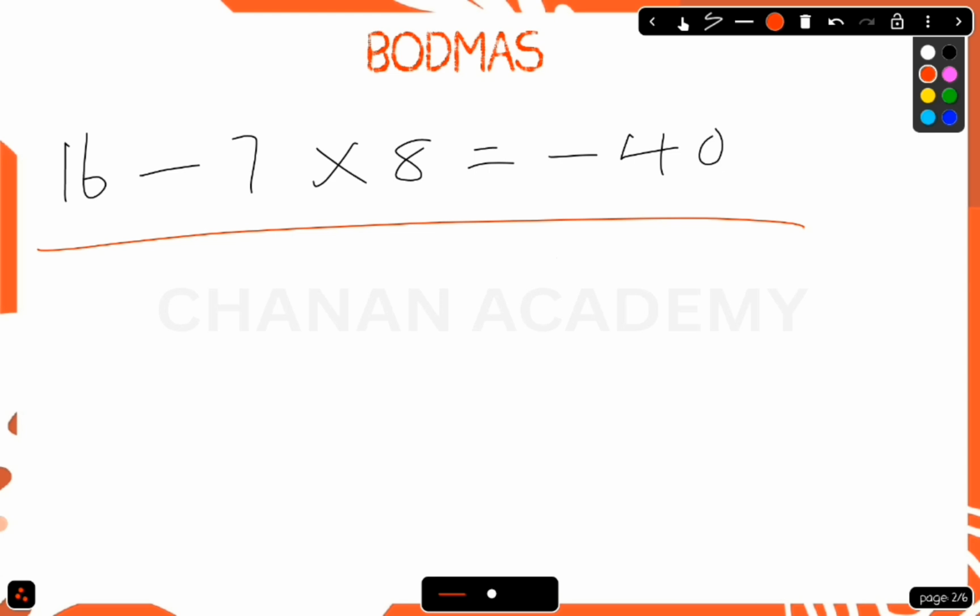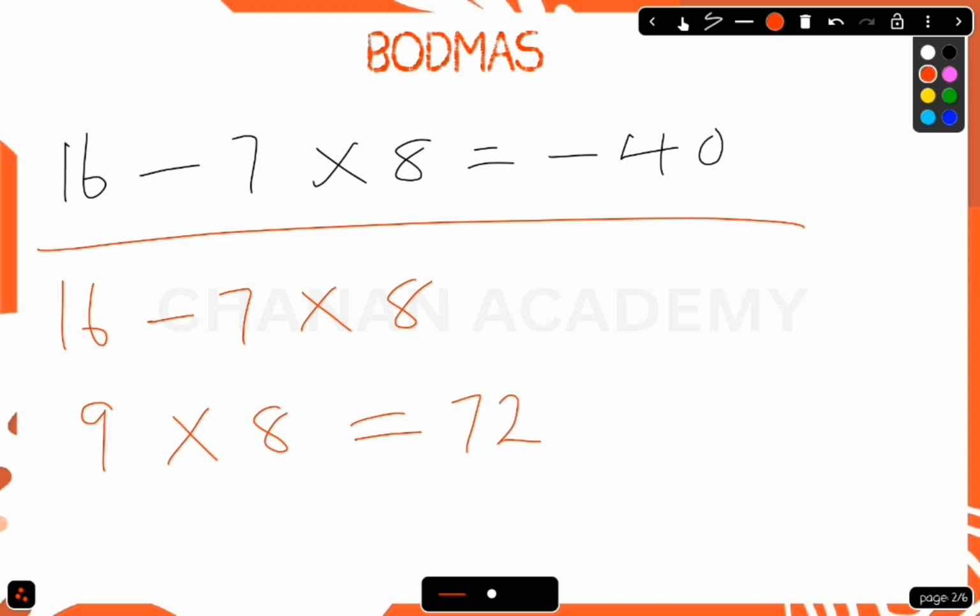Now let's solve it ourselves. 16 minus 7 multiply by 8. 16 minus 7, we have 9. So 9 multiplied by 8 is 72. So between minus 40 and 72, which do you think is correct?